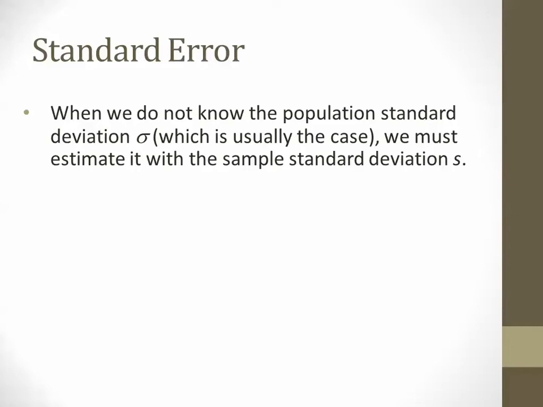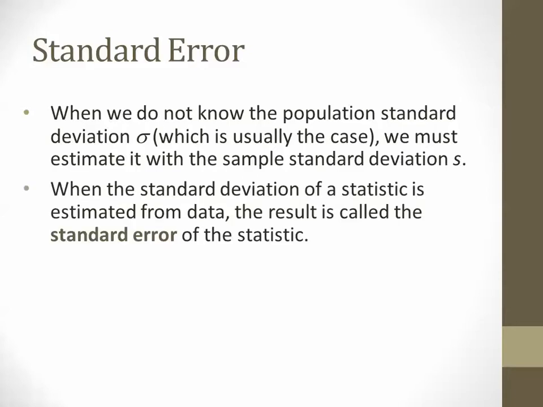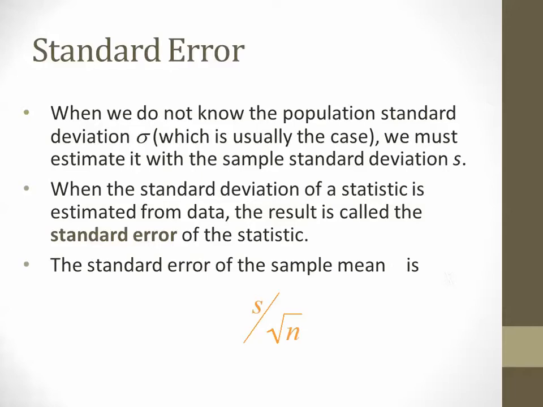We're going to estimate the standard deviation for the population with the standard deviation for the sample. And when the standard deviation of the statistic is estimated from the data like that, we're going to call it standard error instead of standard deviation. So instead of having sigma over square root of n, we're going to have s over square root of n. So that's one thing that we need to change to accommodate this.